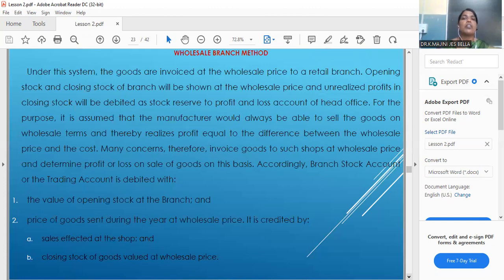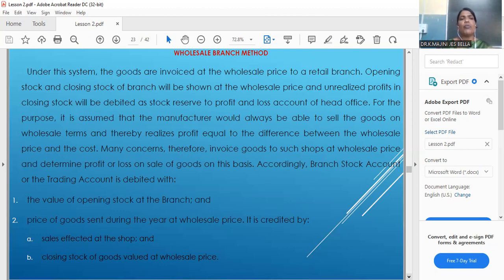Then we can see the wholesale branch method. Under this system, the goods are invoiced at the wholesale price to a retail branch. Opening stock and closing stock of the branch will be shown at the wholesale price, and unrealized profit in closing stock will be debited as stock reserve to the profit and loss account of the head office. For this purpose, it is assumed that the manufacturer will always be able to sell the goods on wholesale terms and thereby realize profits equal to the difference between the wholesale price and the cost price.